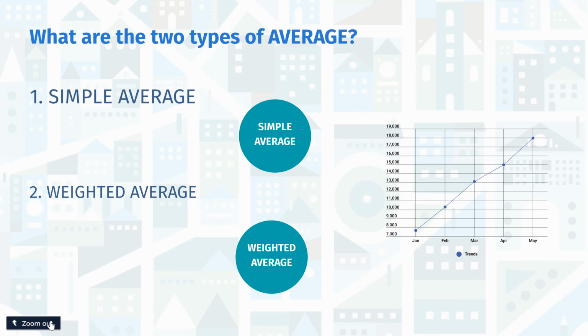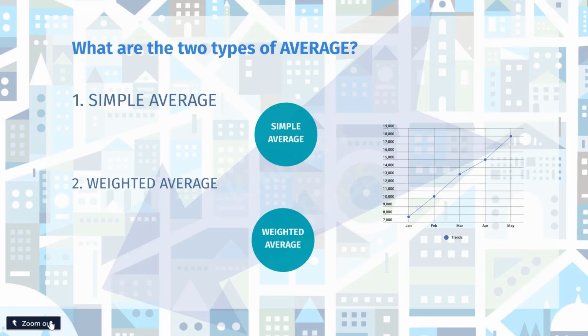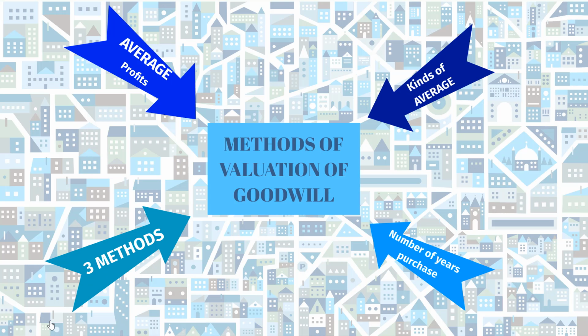So in this video, we learnt about the two types of average, the simple average and the weighted average, and how to calculate each of these averages. In the upcoming video, we will understand the meaning of number of years purchased and why it is relevant in the calculation of goodwill of the organization.